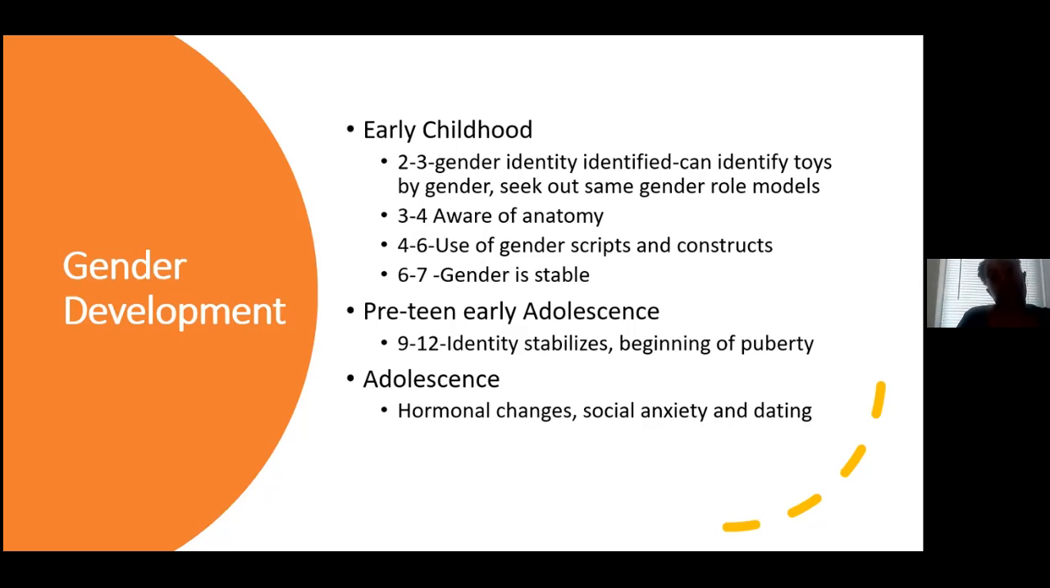Then the next area where we look at gender is the ages of 9 to 12. Your identity starts to stabilize even more. And then we have the beginning of puberty. Then through adolescence, we have hormonal changes, and then we have social anxiety, and we have dating.